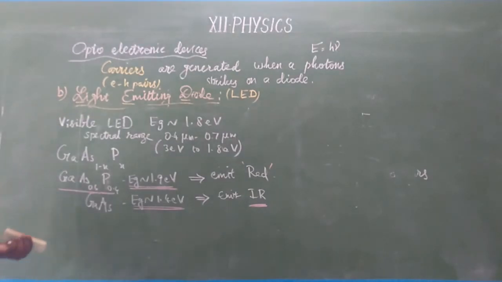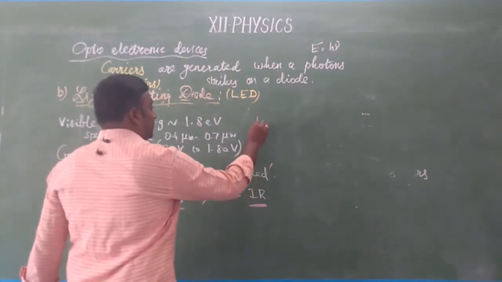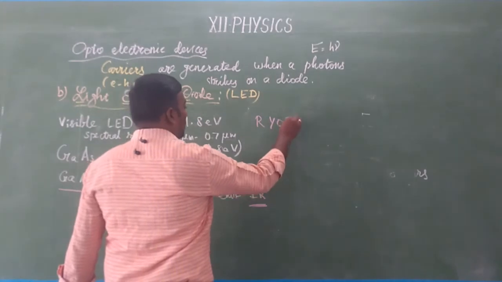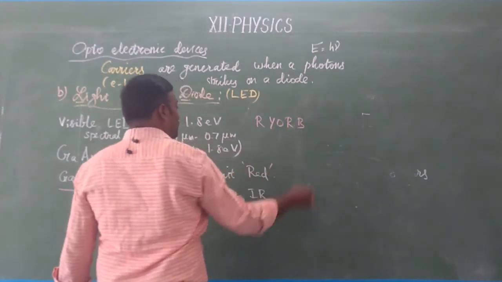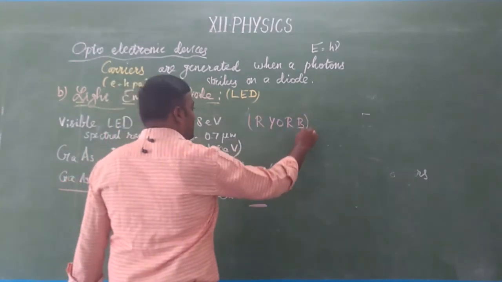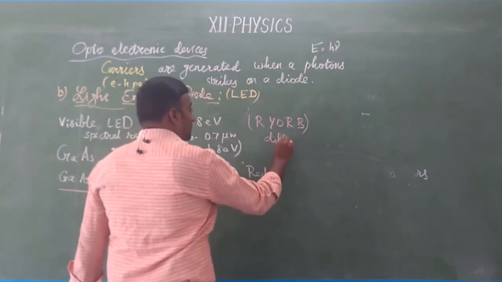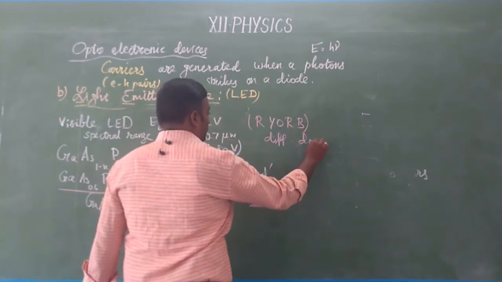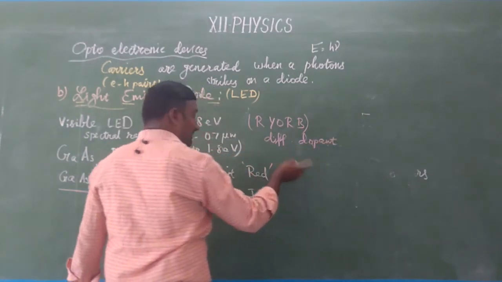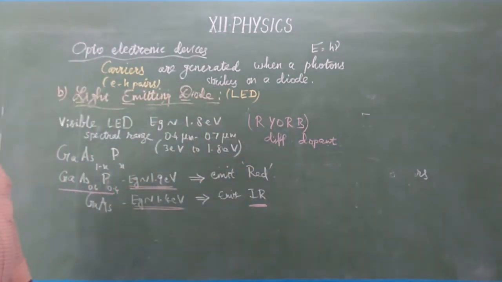Similarly, we have LEDs of different colors: red, yellow, orange, and blue. All the different color LEDs emit different colors due to different dopants. If the dopant level varies, then the emitted color also differs. But just note these two examples, because there is a possibility of a 1 mark question from them.